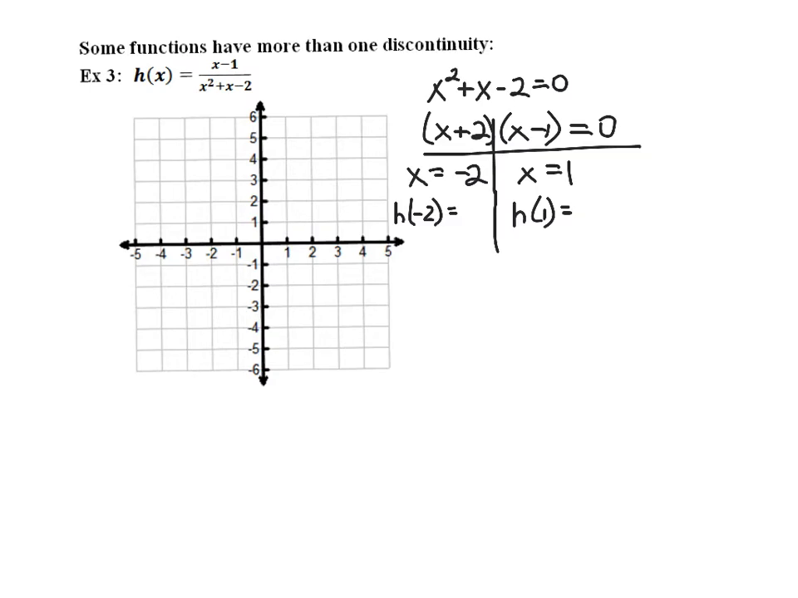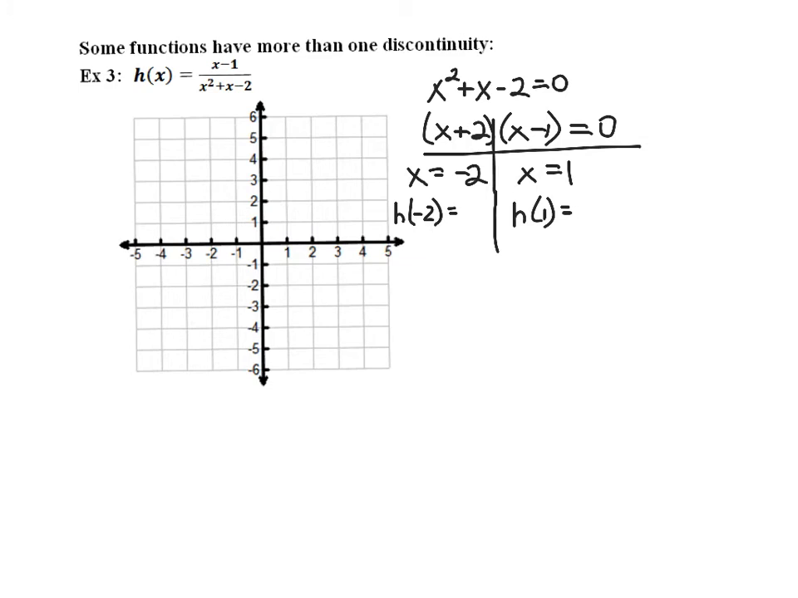So setting my denominator x squared plus x minus 2 equal to 0, I see that this quadratic is factorable, so I factor it into (x + 2) times (x - 1). Setting each factor equal to 0, I see that this graph is going to be undefined at x equals negative 2 and at x equals 1. Now let's see what kind of discontinuities we have by substituting those values into our original function.